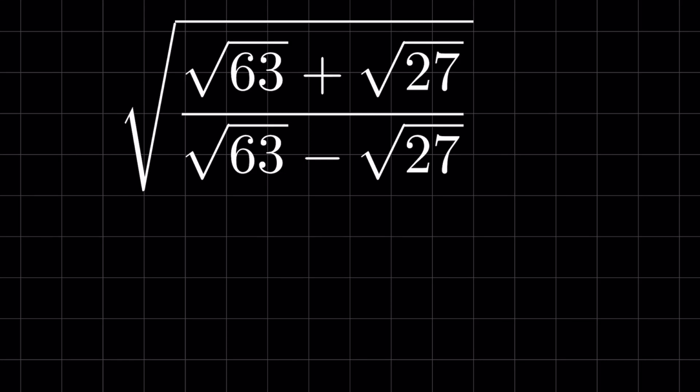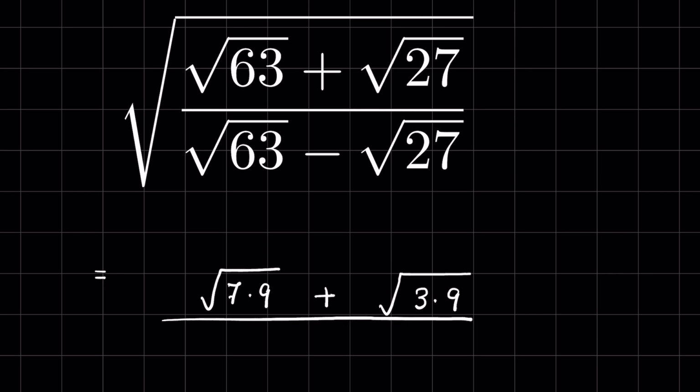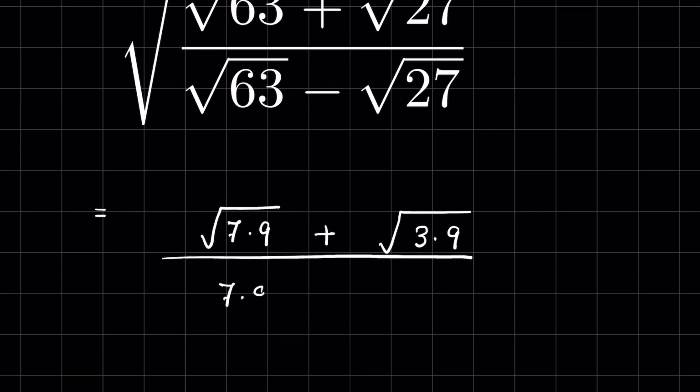Square root of (63 plus square root of 27) upon (square root of 63 minus square root of 27), all under square root. We have to simplify this. So square root of 63, we can write it as square root of 7 times 9, plus square root of 27 as square root of 3 times 9, upon again square root of 7 times 9 minus square root of 3 times 9, then all under square root.